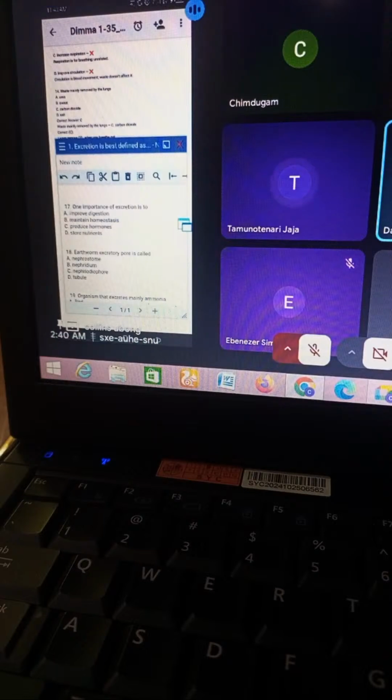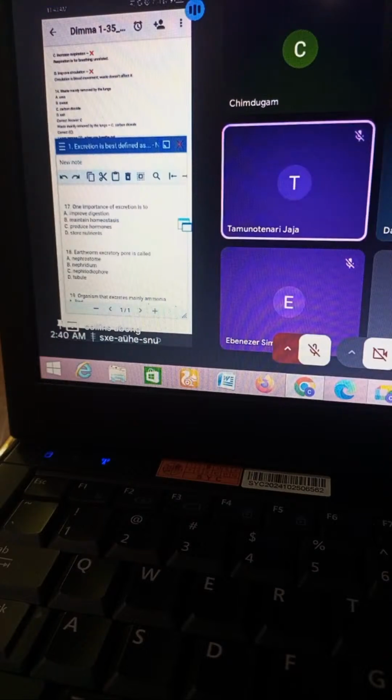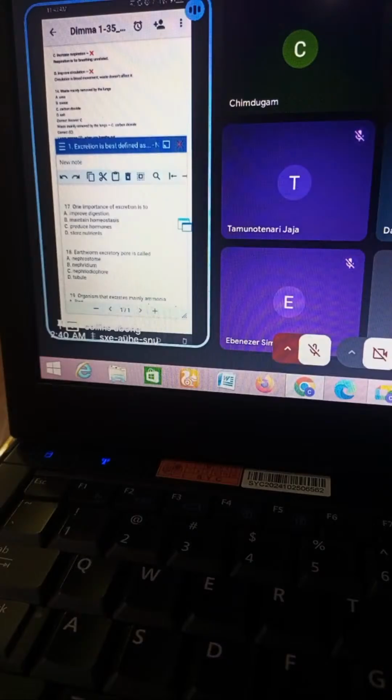Maintain homeostasis. Correct. You know, homeostasis is talking about the regulation of the internal body environment of an organism. It ensures that everything is okay, everything is balanced. So that is what excretion does. All the excretory organs are homeostatic organs. Yes. Now 18.